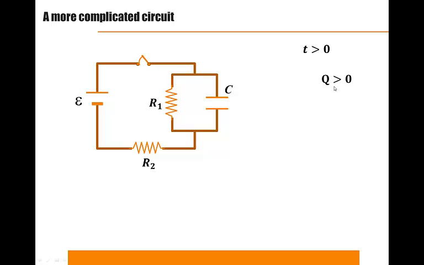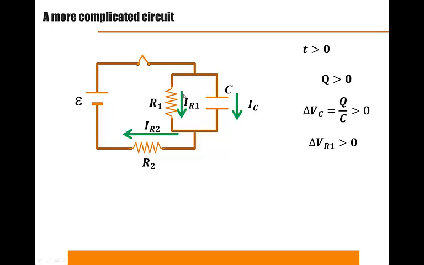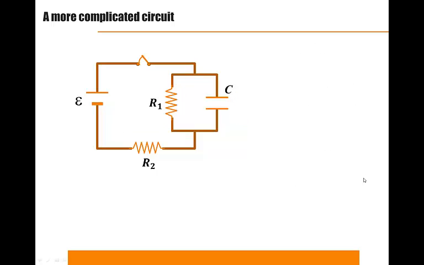Now, the charge starts increasing, so it's different from zero. Now the potential difference across the capacitor is greater than zero, and the potential difference across R1 is greater than zero and actually equal to the potential difference of the capacitor. Now, in this middle time case, you will have a current through the capacitor and a current through R1, and the sum of these two currents is the current through R2. Now, it's difficult to calculate the current. We know, as we said, that the voltage of R1 plus the voltage of R2 equals the battery.